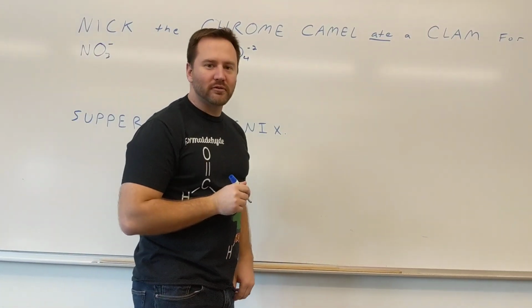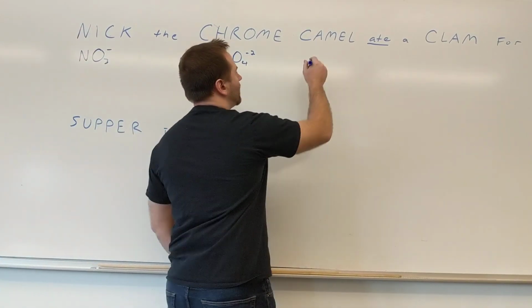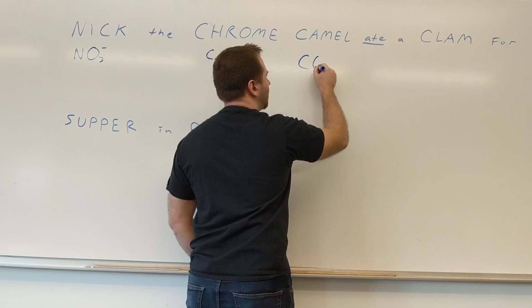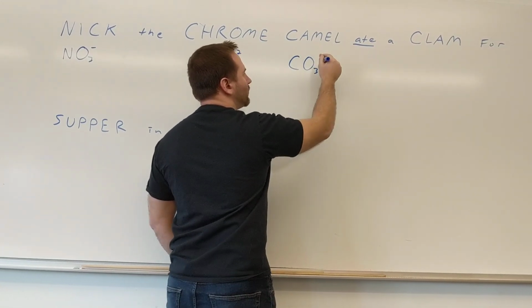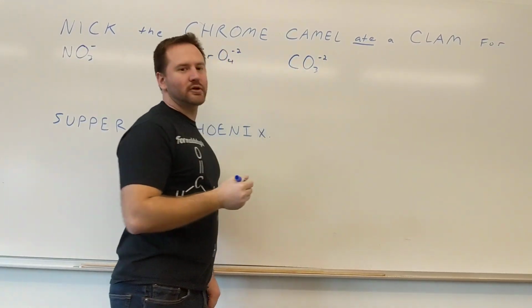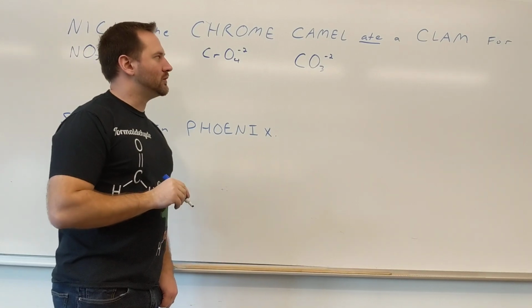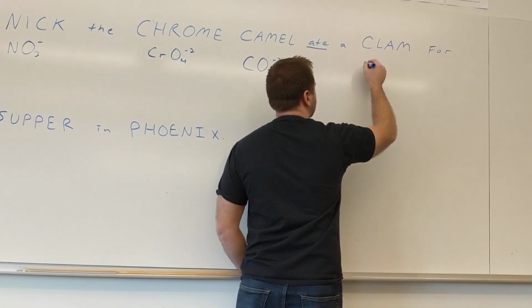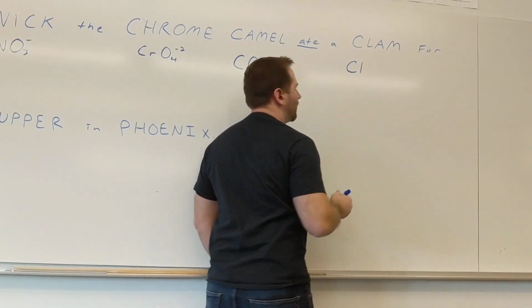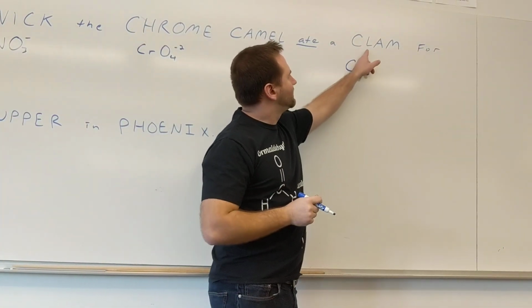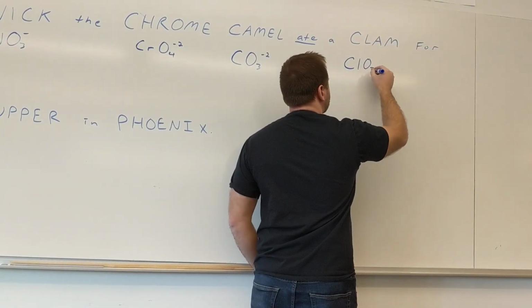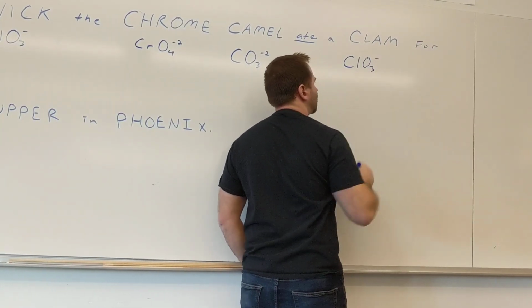Camel we're going to use to represent the ion carbonate. Carbonate, C, you have 3 consonants, so that's 3 O's, and there's 2 vowels, so we know that it has a -2 charge. So carbonate is CO3 with a -2 charge. Clam is going to represent chlorate, so it's going to be Cl. Since there's 3 consonants, we'd say there's 3 oxygen atoms, and since there's 1 vowel, we say it's -1.